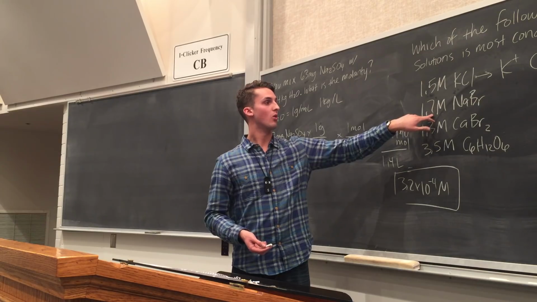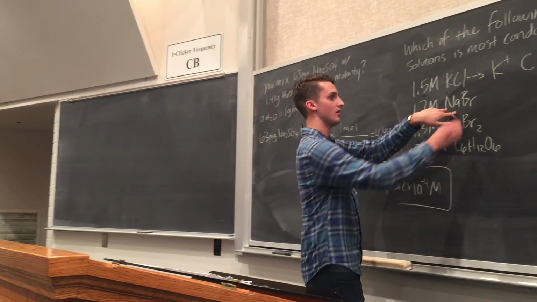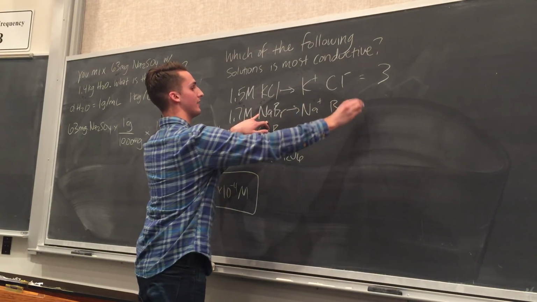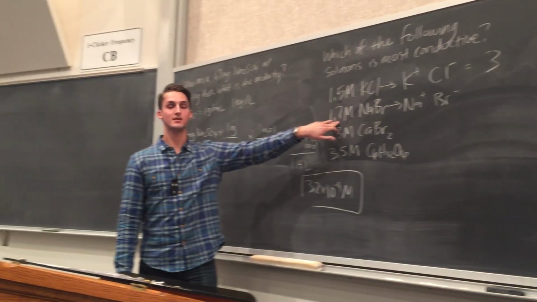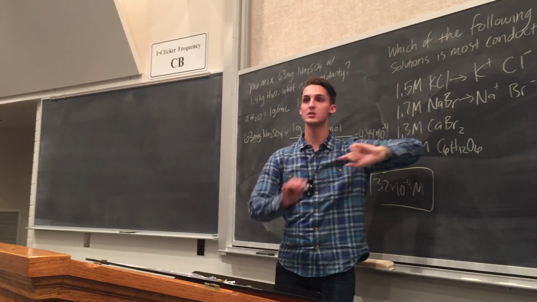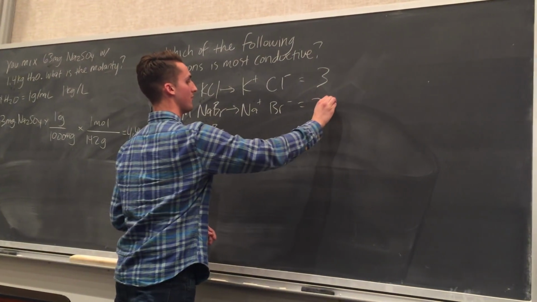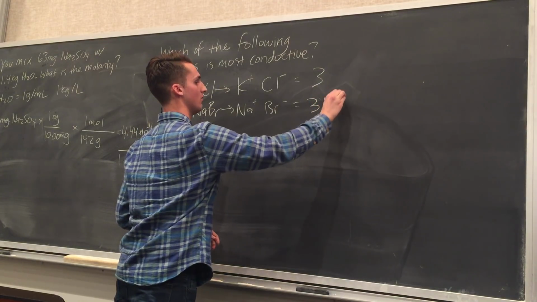Okay, next one. 1.7 molar NaBr. NaBr is going to break up into a sodium and a bromide. Okay? So 1.7 molar times 2 moles of ions produced is going to give us 3.4.